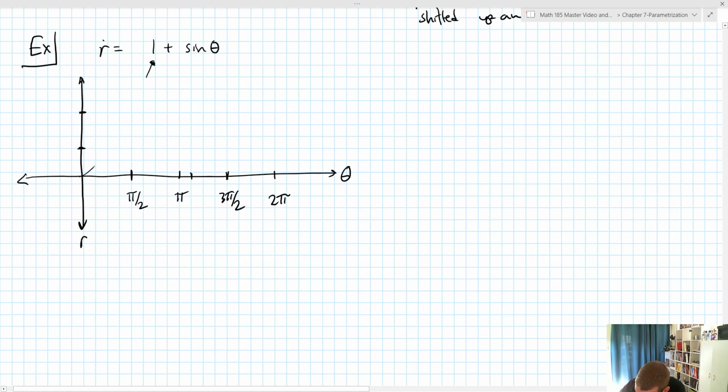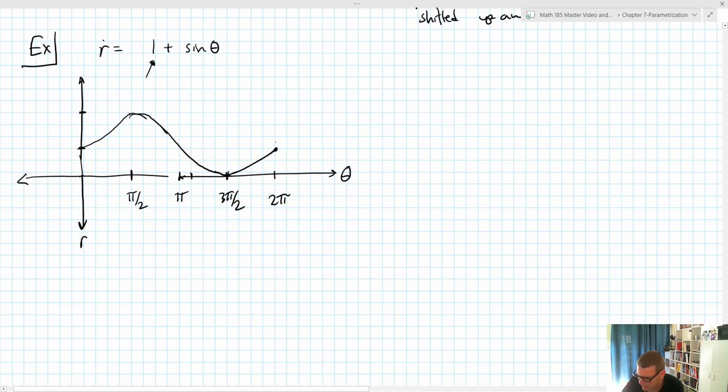And so I'm going to go up, excuse me. This is going to go from 0, 1, and then we'll go up when we're at pi over 2, and then back down to pi, 1, and then down to negative 1 comma 3 pi over 2, and then we'll have 2 pi.